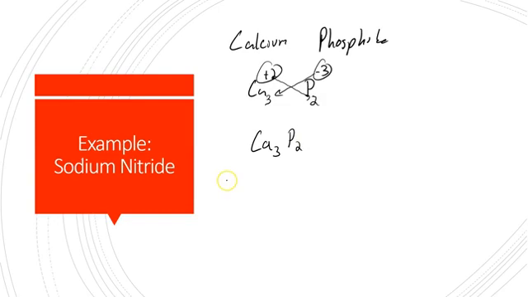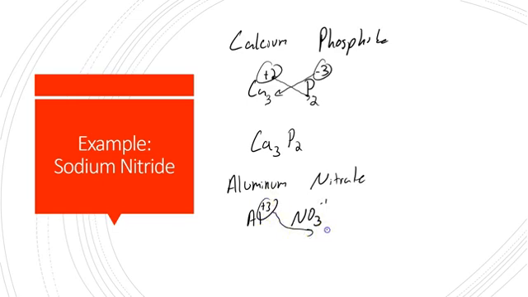Let's look at aluminum nitrate. First we write aluminum. So aluminum is Al. It's in that column 13, so it takes on a +3 charge. And then we have nitrate, which is NO3, and it takes on a -1 charge. Then we're going to crisscross. And this is an interesting case. So the 3 comes down here and the 1 comes down here.